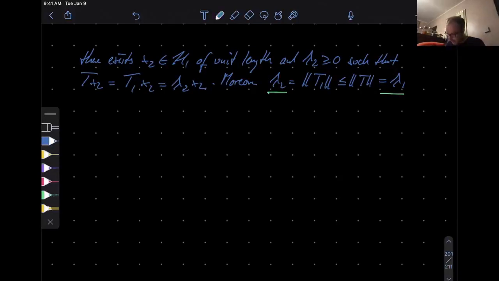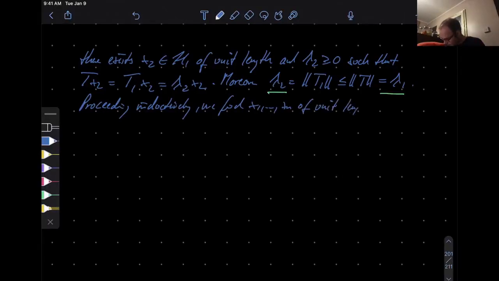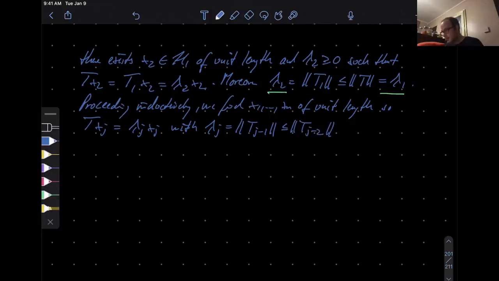Okay, and then you keep the machinery running. Proceeding inductively, we find vectors x1 up to xn of unit length, so that these are all eigenvectors of T. The eigenvalues are the operator norms of those consecutive restrictions, and they are ordered in this fashion, lambda j minus 1 and then lambda j.